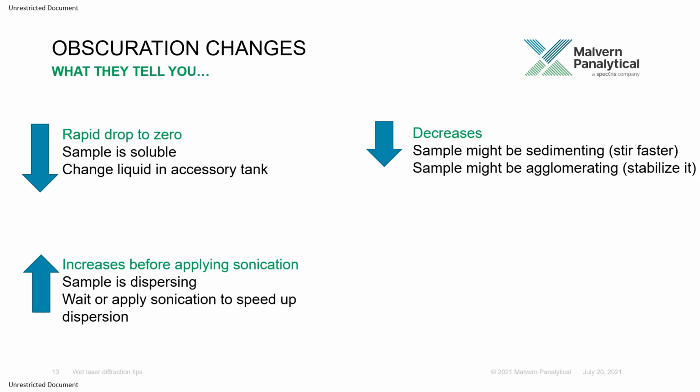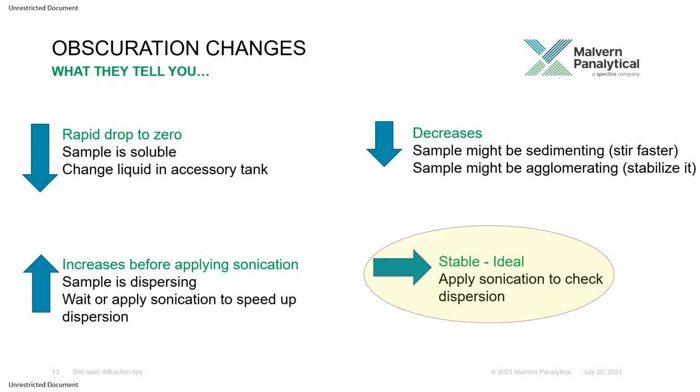When the obscuration is increasing before applying sonication, the sample is dispersing due to the energy given by pumping and stirring. You can either wait to reach stability or speed up the process by applying sonication. The ideal case is stable obscuration, of course.